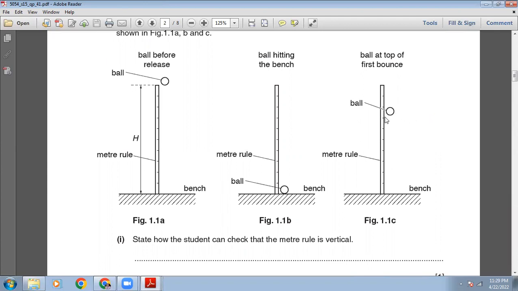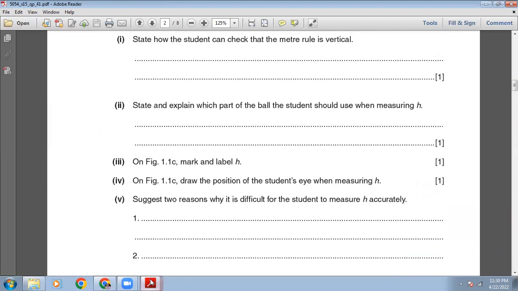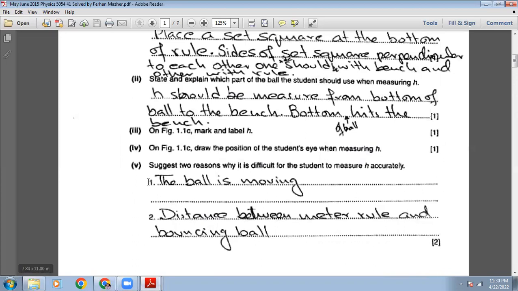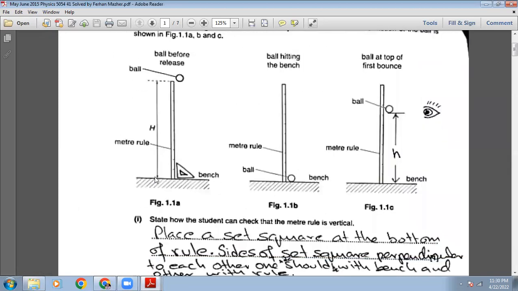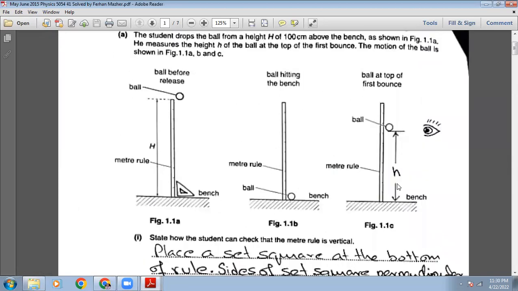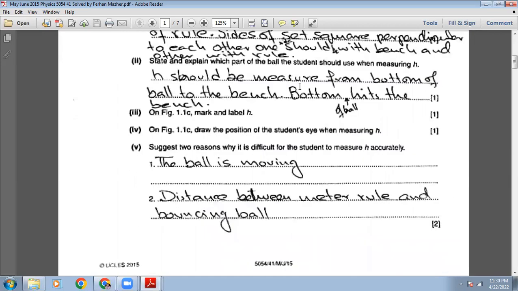Exactly, the line of sight should be perpendicular to this scale, this level from where you will measure the height. So let me show you. I have done this. Here you can see I have shown the small h, the height of the bounce, and the eye should be here. The line of sight must be perpendicular to the scale from where you will measure the height. So I think our answers are right.